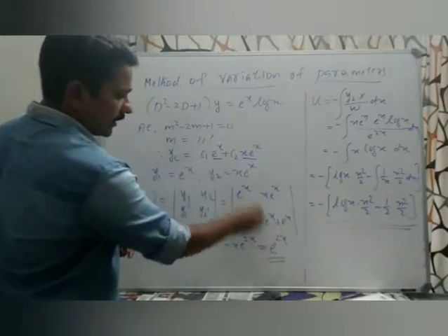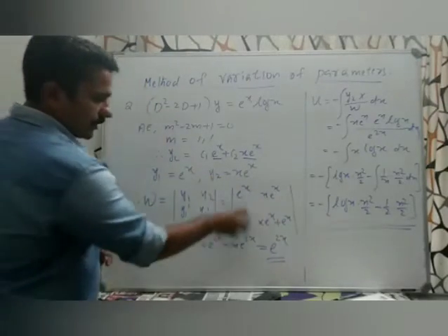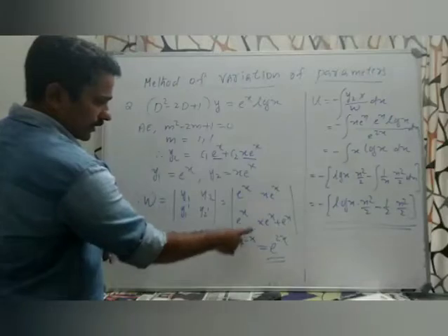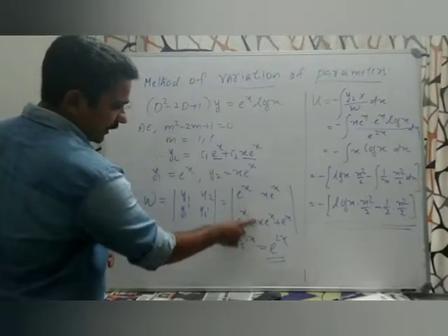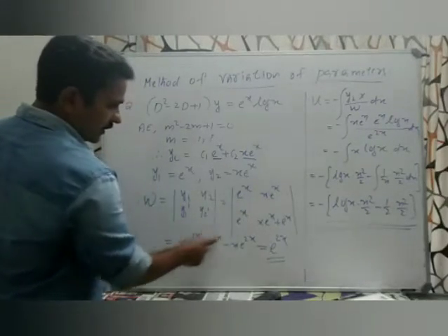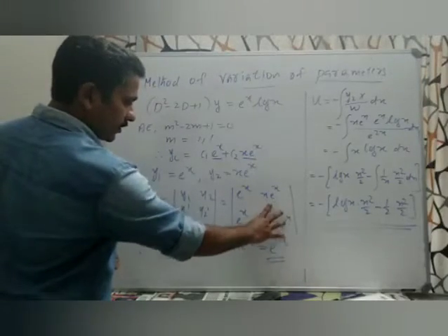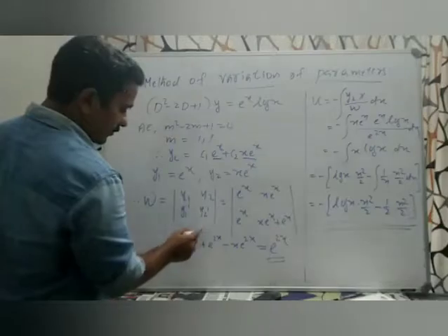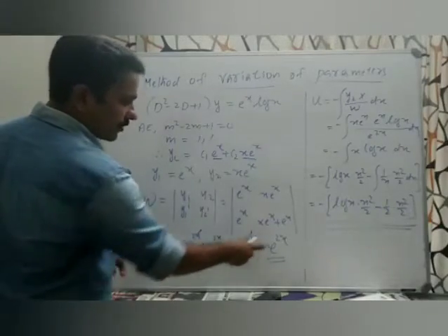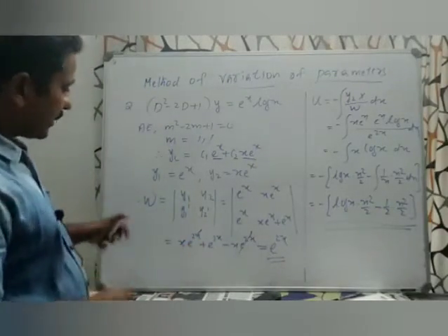So this is what you will get. Now evaluate this determinant. When you multiply, you will get x times e to the power 2x plus e to the power 2x minus x e to the power 2x. These two terms will be cancelled. The answer is e to the power 2x. Alright, so that is the Wronskian.